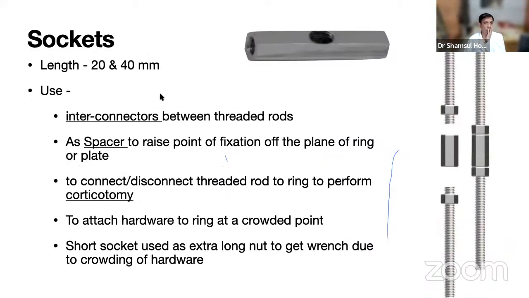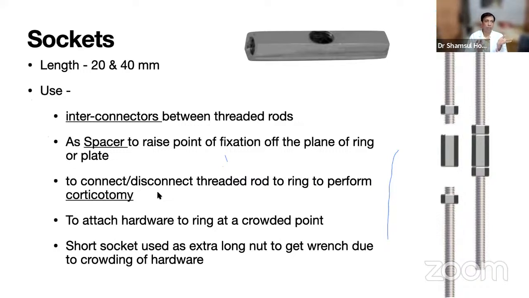The length is about 20 to 40 millimeters, and use the interconnect. These are interconnections. If you have two small rods, you can just use a socket and make it a long rod. You can use the spacer also to raise the point of fixation above the ring, to connect or disconnect the threaded rod to the ring to perform a corticotomy. You can just disassemble this, do the corticotomy, and again assemble with this.